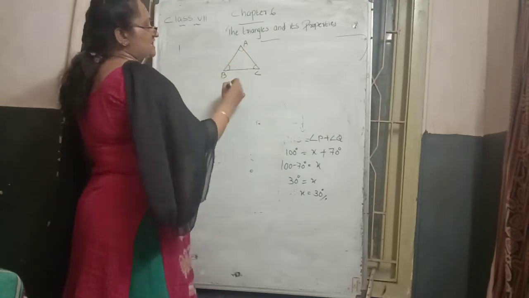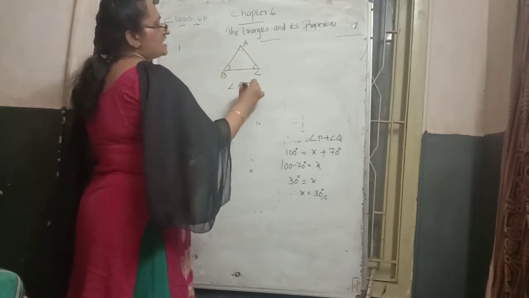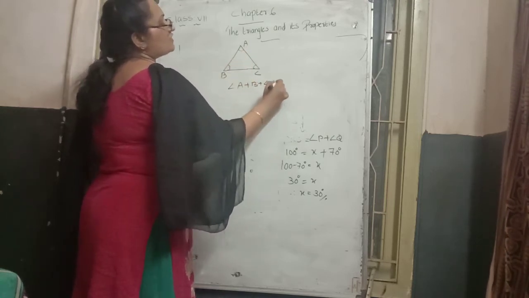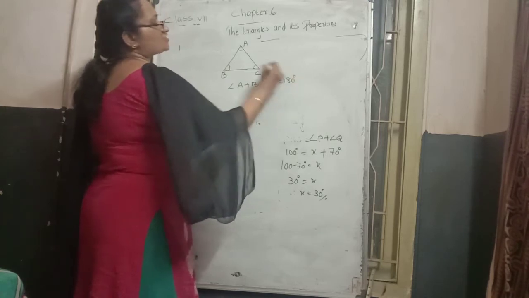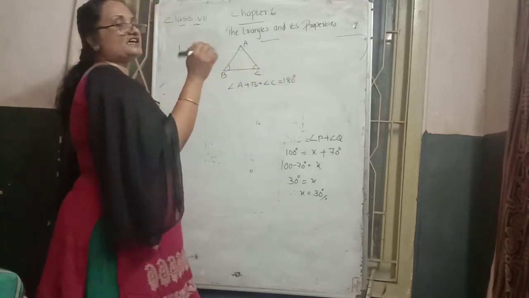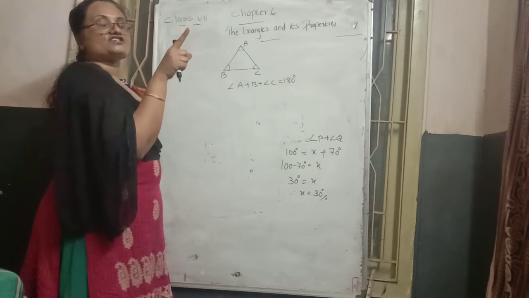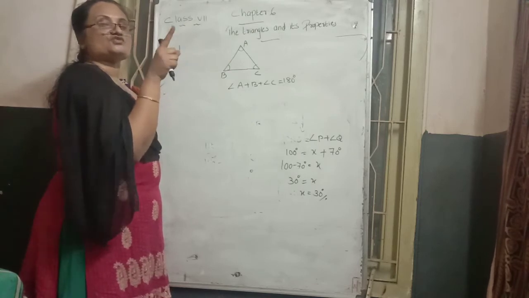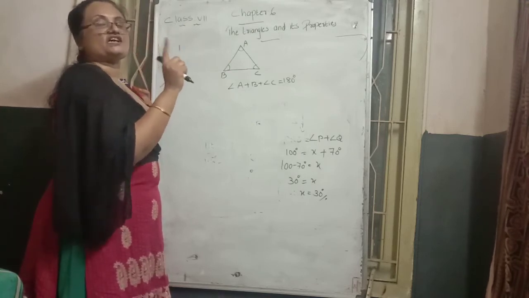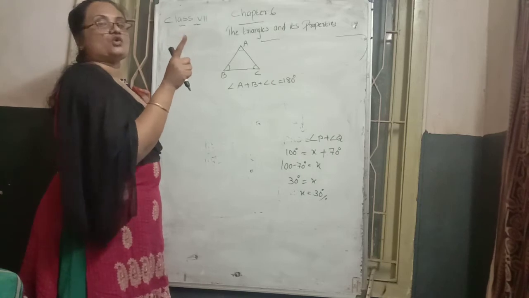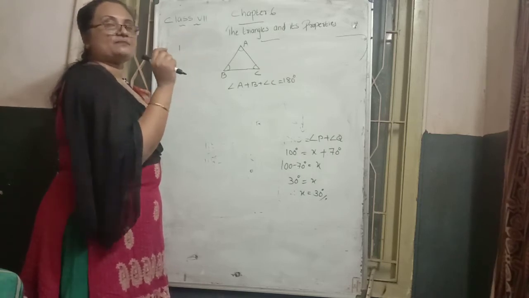Then the sum of these angles is always how many degrees? 180 degrees, must and should. In a triangle, when adding the 3 angles, we always get 180 degrees. That is the rule. It must come. That property we call the angle sum property.